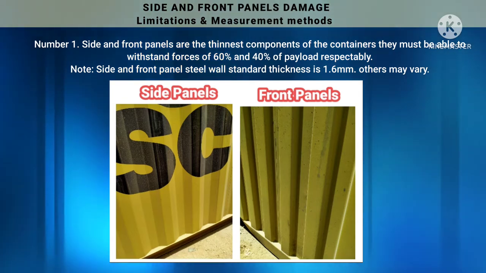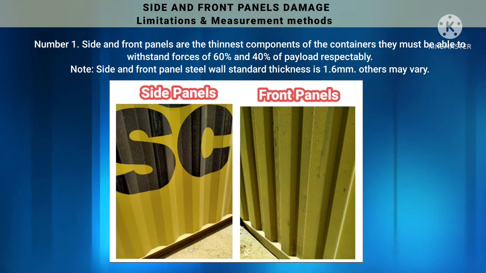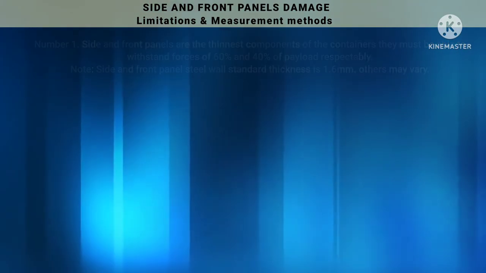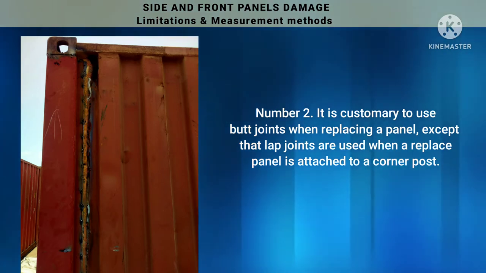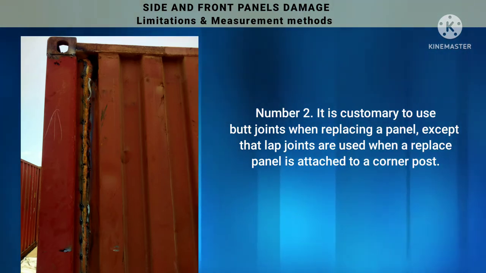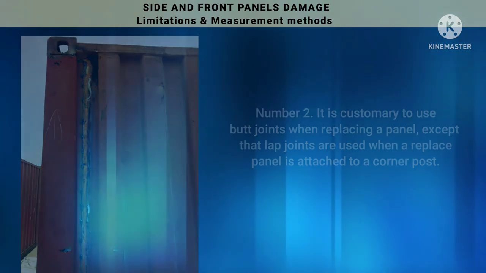Note: side and front panel steel wall standard thickness is 1.6 mm. Others may vary. Number 2. It is customary to use butt joints when replacing a panel, except that lap joints are used when a replacement panel is attached to a corner post.